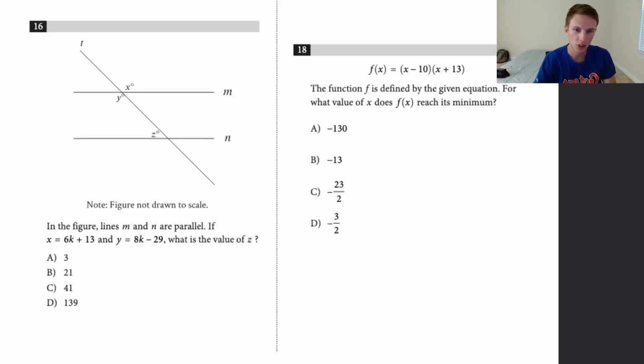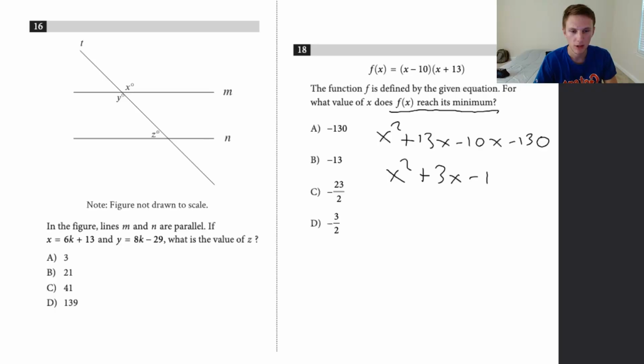But to answer the question, this is asking where f of x reaches its minimum. So what we have to do is FOIL it to get it in standard form. When we do that, we'll get x squared plus 13x minus 10x minus 130. You should know how to FOIL, okay? If you don't know what I did there, please watch a video on that. Then this simplifies to x squared plus 3x minus 130.